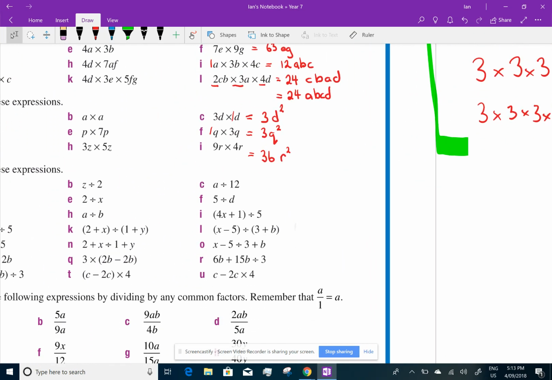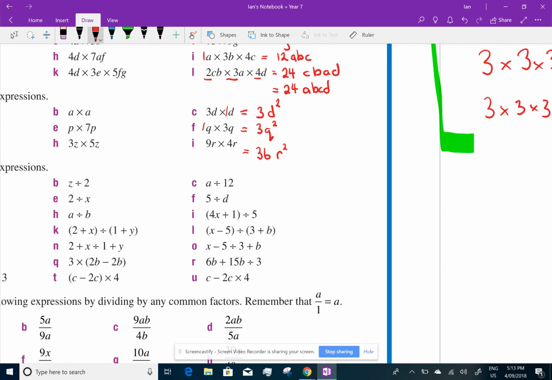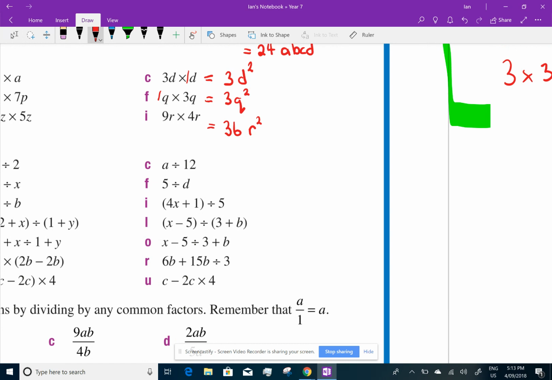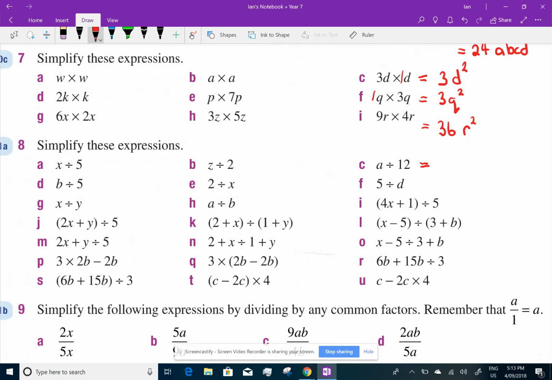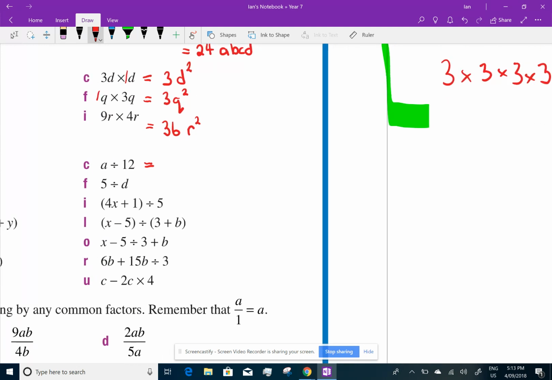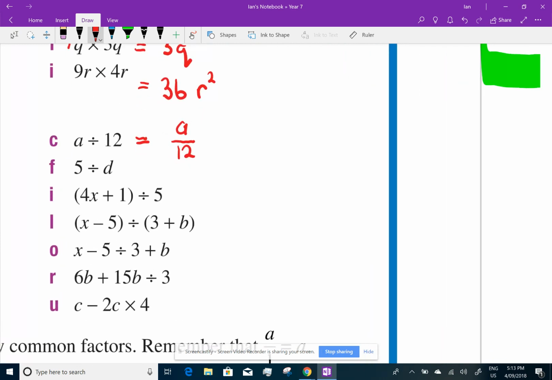So again, I'm going to do the last column. So let's have a look here. Well, if I'm going to simplify this, and this is what I'm doing, I'm simplifying. I'm going to make it simpler. So I just write it as a fraction. A on 12. And that's it. Here we go. Here's the next one. 5 divided by D is 5 on D.